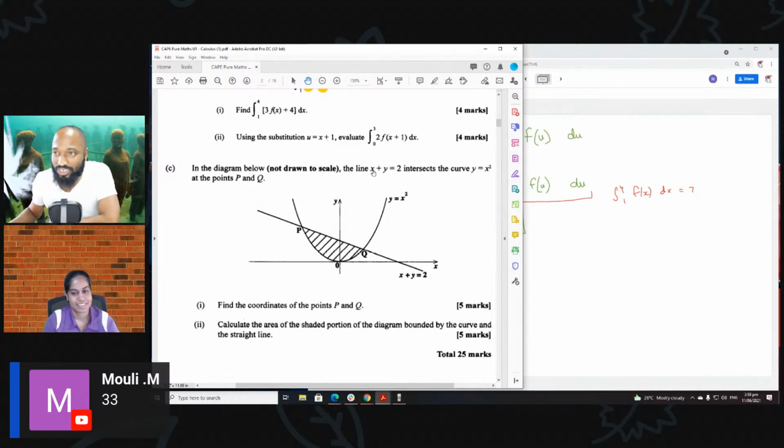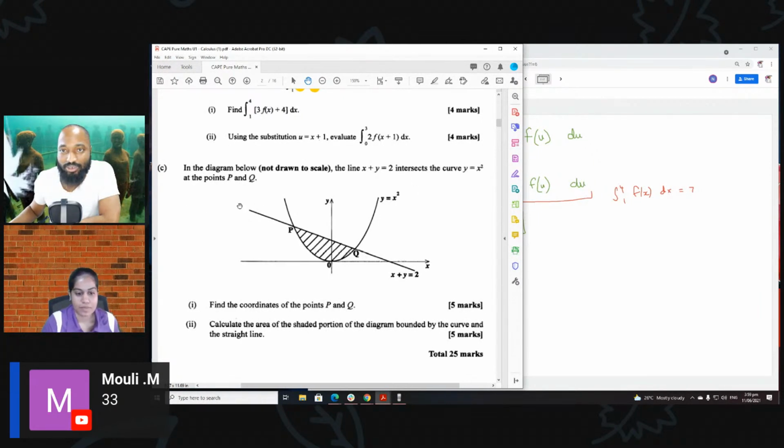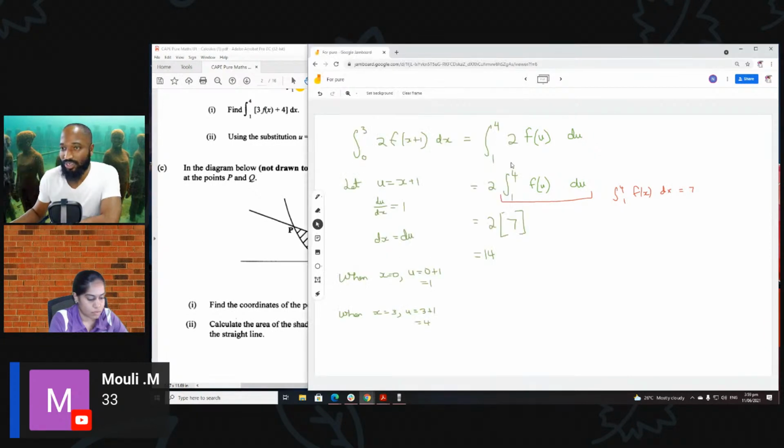In the diagram below, not drawn to scale, the line x plus y is equal to 2 intersects the curve y is equal to x squared at the points P and Q. Find the coordinates of the points P and Q. Lovely. So I need to find the coordinates of intersection between a line and a curve. And the curve is y is equal to x squared. And then we need to calculate the area. So after you find the points of intersection, we're going to use those x values and integrate with the curve and the line and do a little subtraction of the sort. So let's see how we do this question.